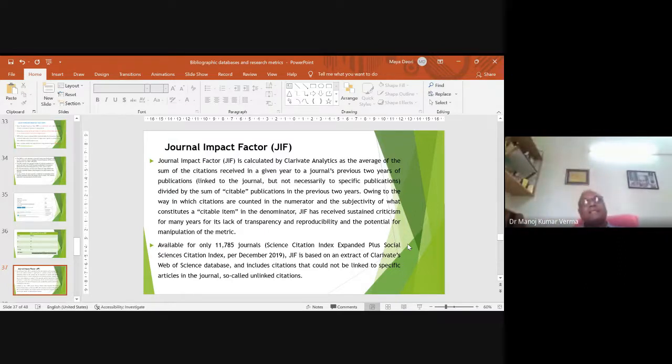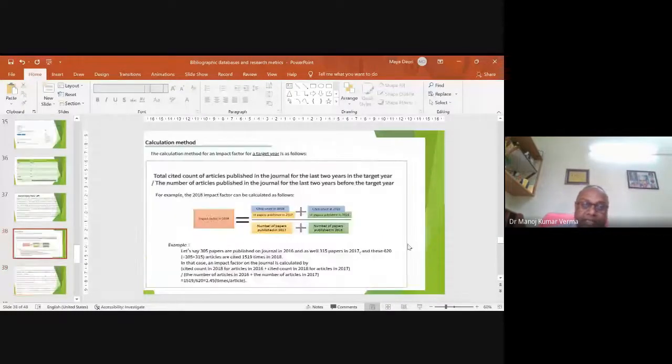Suppose for the journal DJLIT, again I take the example of DJLIT, in the last 2 years there are 100 citations, and in the last 2 years it published 100 papers. So 100 divided by 100 becomes 1. Then the impact factor of the journal will be 1. On the basis of that, we are calculating the journal impact factor.